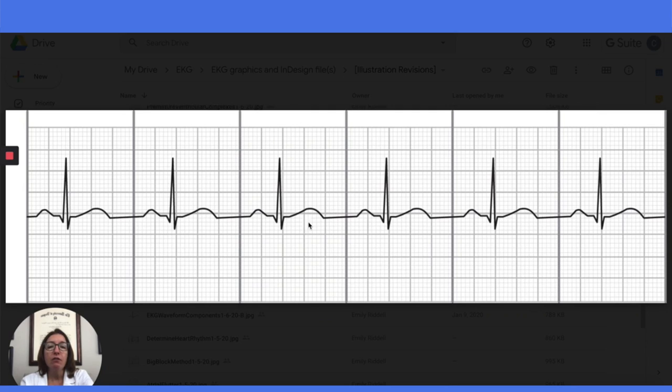So out of all of these numbers I've just thrown at you, the most important ones to remember are the PR interval, which should be between 3 and 5 small boxes in duration, and the QRS complex, which should be under 3 small boxes in duration. So now that we have those basics out of the way, we are ready to interpret our strips. So hang in there with me, and I'll see you soon.